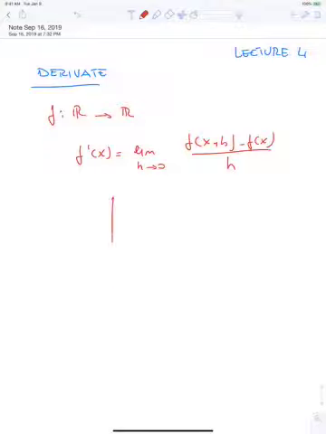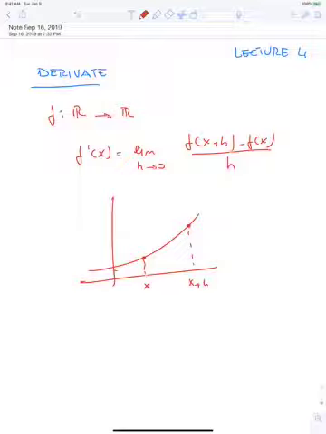So essentially what we're doing is that we're taking 2 points on a curve, one at location x and one at location x plus h. And then we're going to make h converge to 0, which means that the distance between x and x plus h becomes smaller and smaller. And we study the variation of y divided by the variation of x.